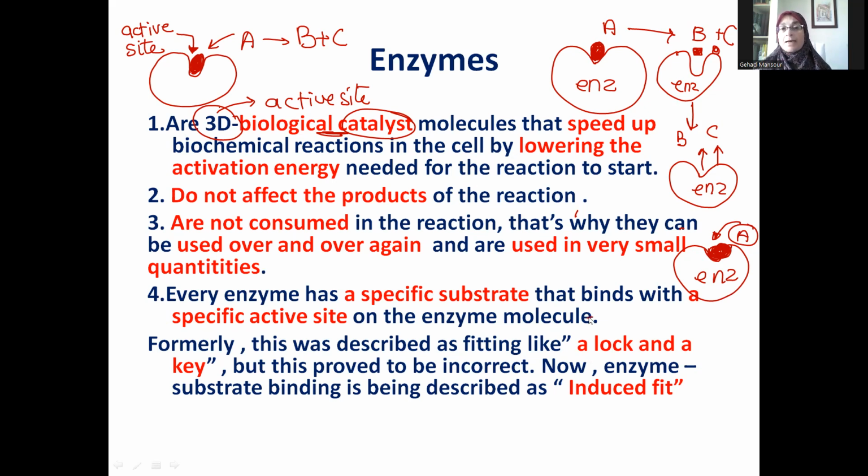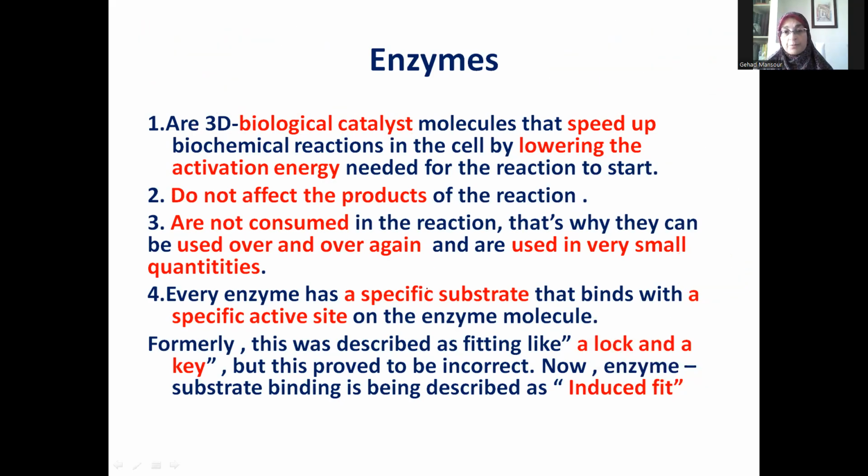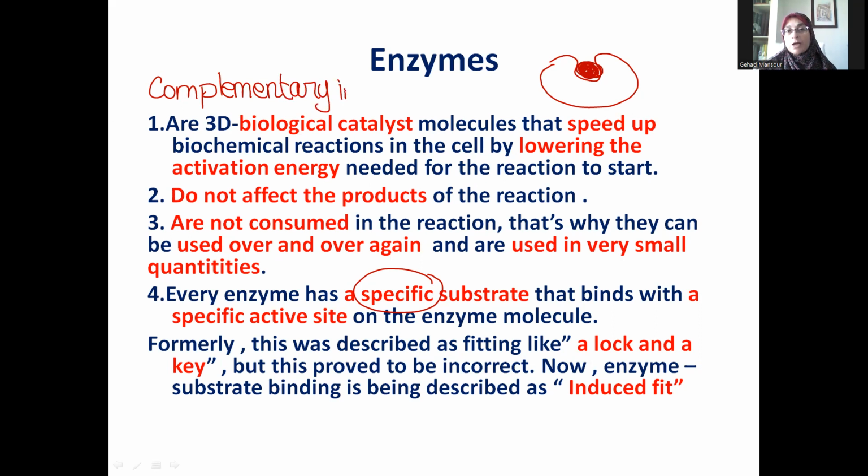We also said that enzymes are specific. Why are enzymes specific? Because every enzyme has an active site that has a specific shape, and the specific shape can fit with a specific reactant. So their shapes are complementary to each other. So the enzyme and the substrate are complementary in shape to each other, and that's why they are capable of fitting with each other. And what is the substrate?